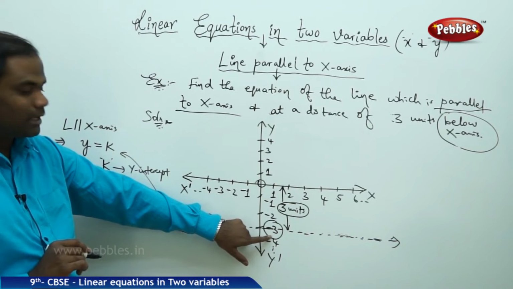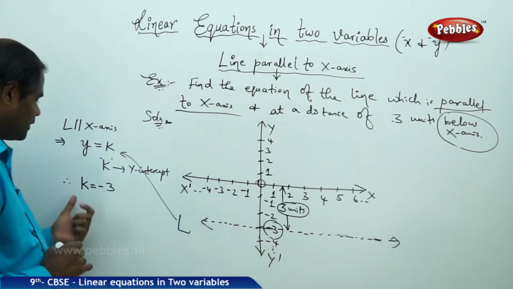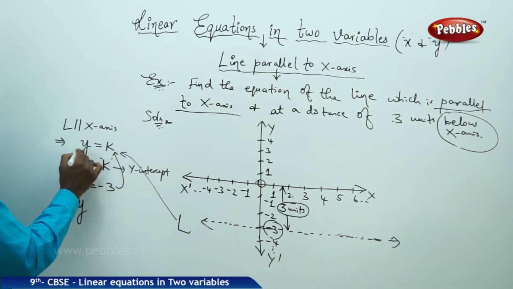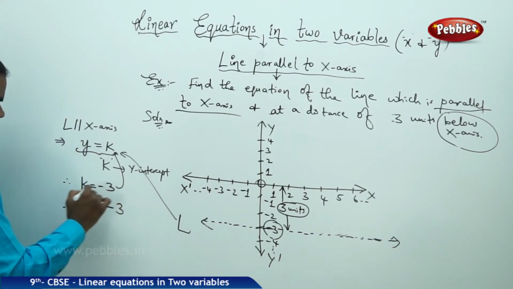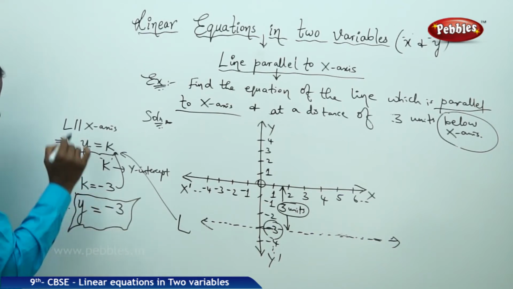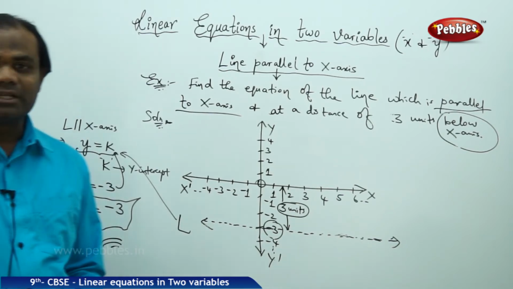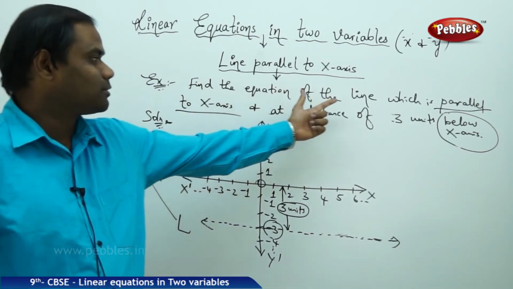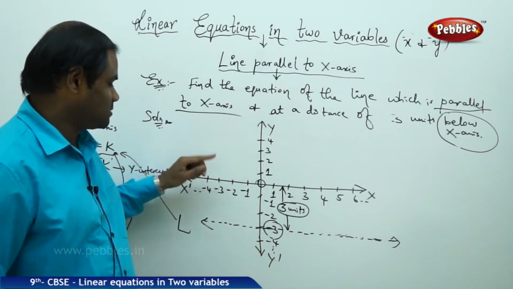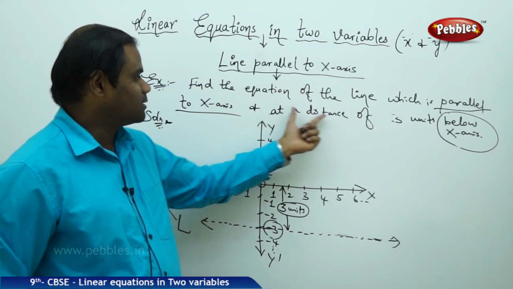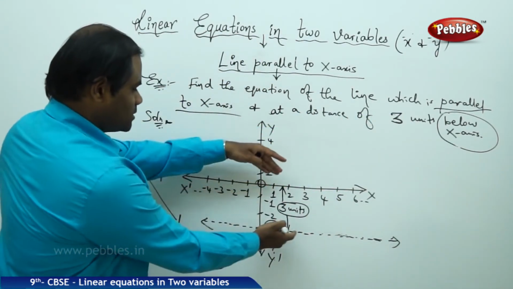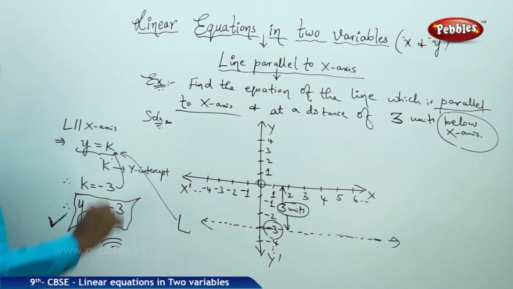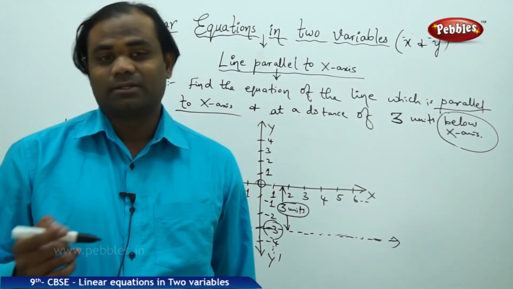As clearly seen, my line cuts y-axis at negative 3. So my value of y-intercept, that is k, is minus 3. Therefore, substituting k equal to minus 3 into this form, I get y equals minus 3. Therefore, the equation which I demand is y equals minus 3. So for the given question, the equation of the line which is parallel to x-axis and at a distance of 3 units below x-axis is y equals minus 3. This is how I conclude with the line parallel to x-axis.